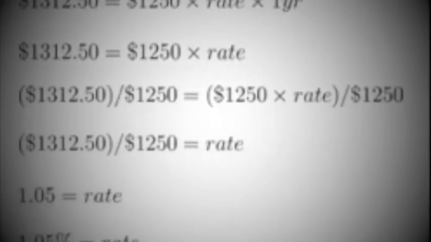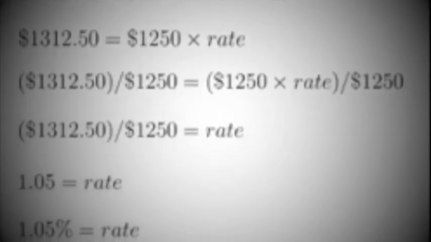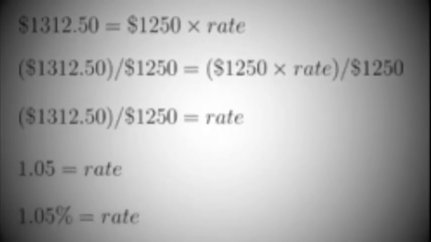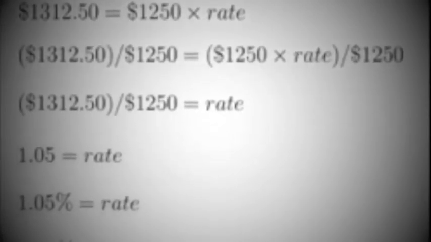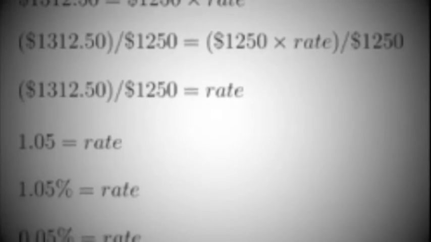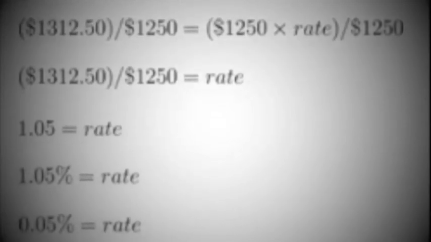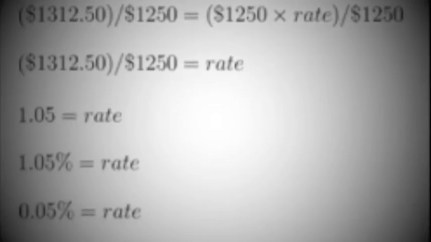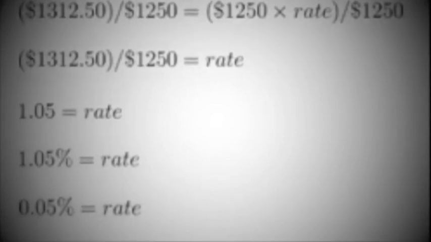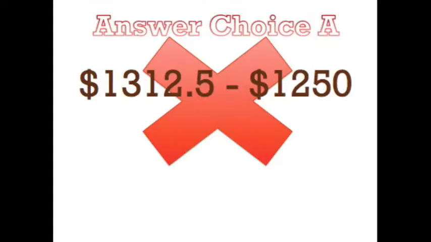So now we multiply all our knowns on the right side. Afterwards, we divide 1,250 over both sides to get R by itself. Then divide $1,312.50 over $1,250, and that will give you 1.05. 1.05% is the total percentage, not the interest. But beware, one single wrong move and your answer is wrong.